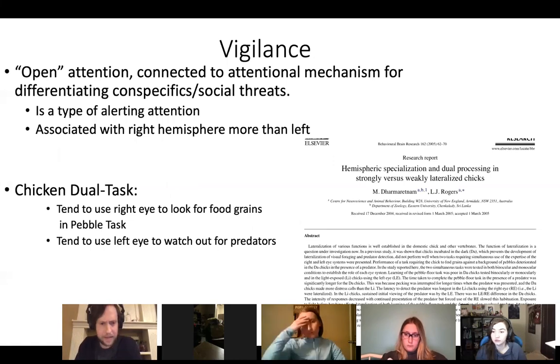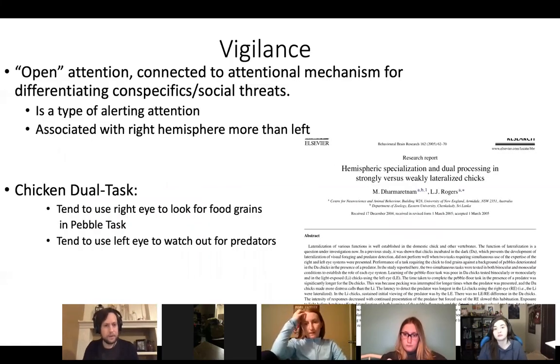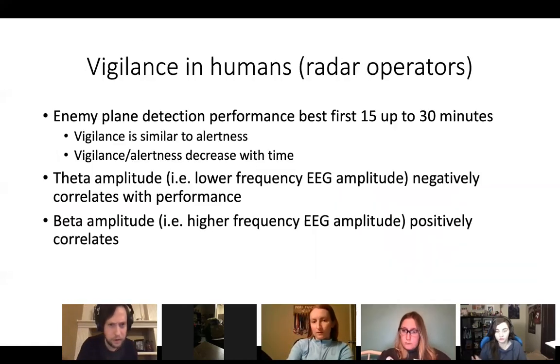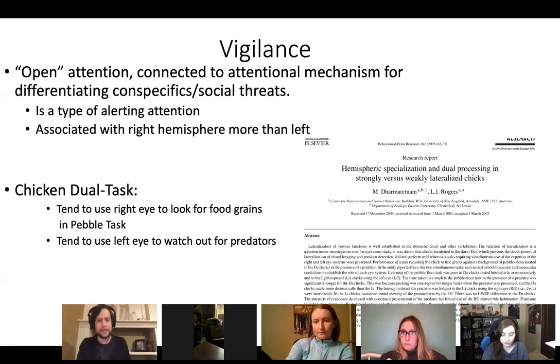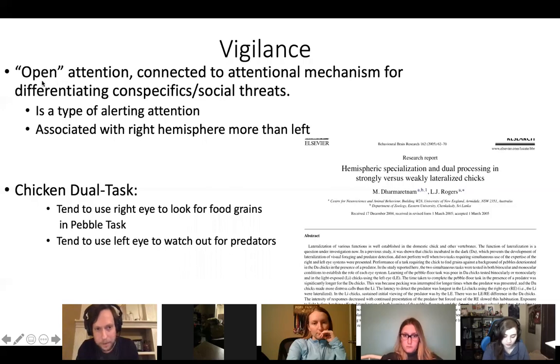Okay, so the last type of attention we're going to talk about, I guess we have a couple more topics, is vigilance. Vigilance is another type of attention, and a term which is often used for this is open attention.